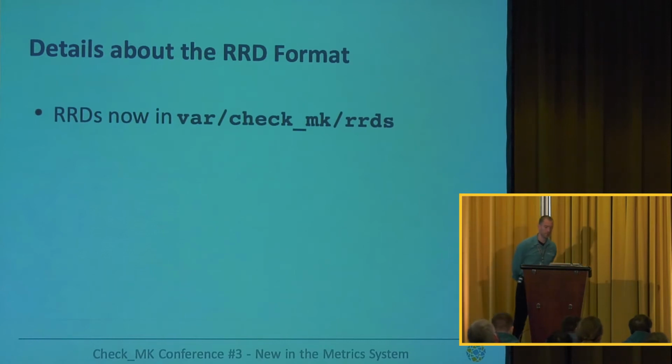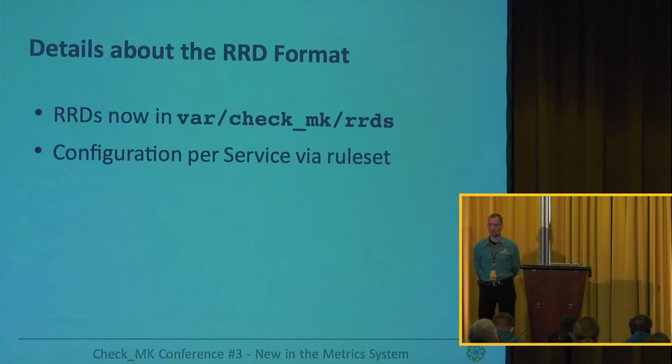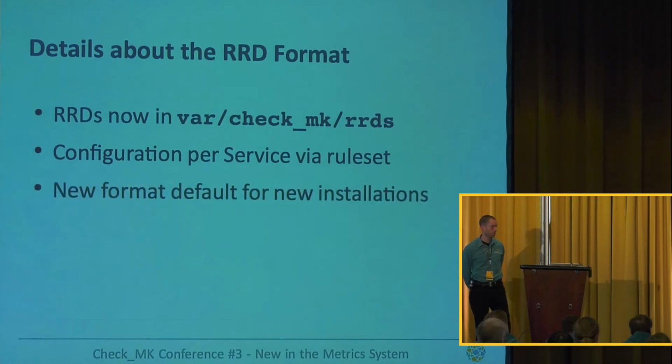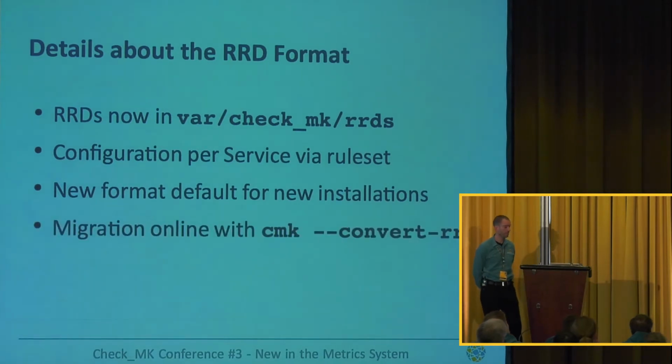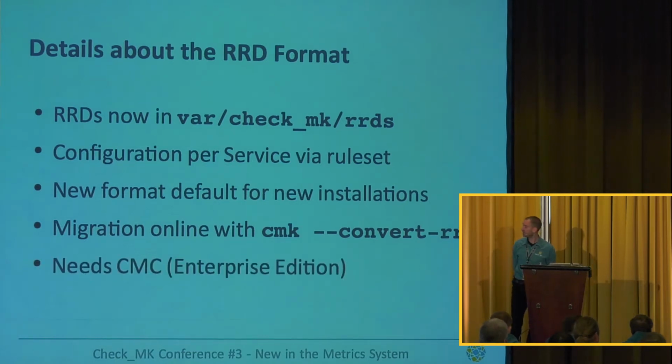What does the new RRD format do? Now they are in a new directory, which is the Checkmk RRDs directory. The old ones are still in the var pnp4nagios perfdata directory, and that's how you can differentiate them. You can configure it with a rule set, and you can say what resolution you want the data in. If you start a new site with Checkmk, you automatically get the new RRD format. If you take an existing site and update it, then usually you stick with the old system. I mean, no magic happens if you don't want it to. But if you want to do a migration, you go into the rule set, change to the new setting, and just open this command. Then the existing data is being converted once. You do need the CMC, so you do need the Enterprise Edition for this.